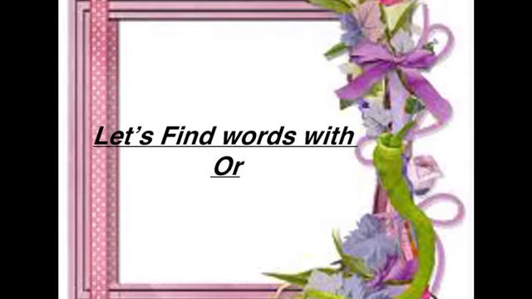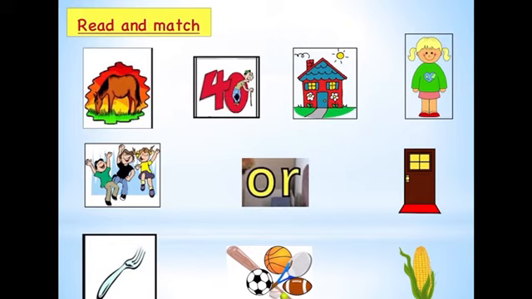Okay, my friends, let's find words with or. Here again, my friends, read and match. Horse, forty, house, girl, here, children, fork, sports, corn, door. Okay, here are the words that have or.